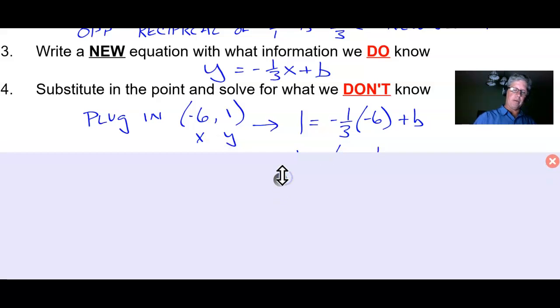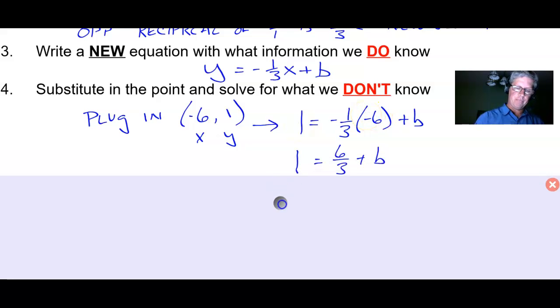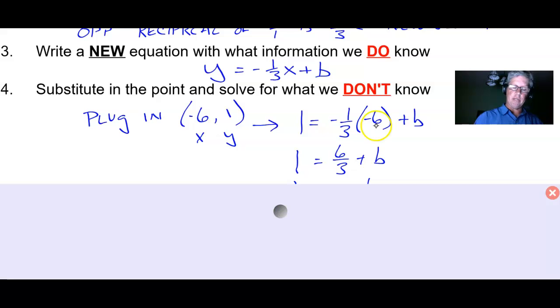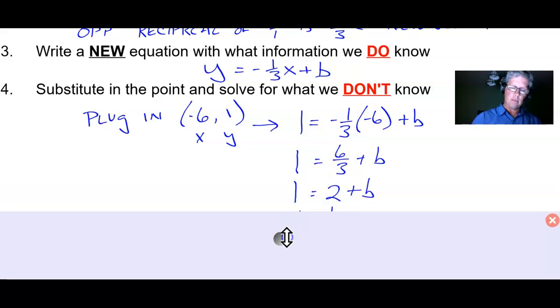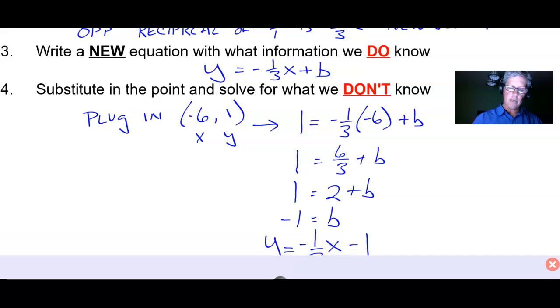All right, let's remember the point is negative 6, 1. That is our x, that is our y. So everywhere I see a y, I put a 1. Everywhere I see an x, I put a negative 6. I plug that in. A negative times a negative is a positive. Some people get a little nervous. They've got a fraction and a whole number. The whole number is really over 1. So we can multiply that, get 6 over 3. 6 over 3 is 2. Subtract 2 from both sides. And we get our final answer.